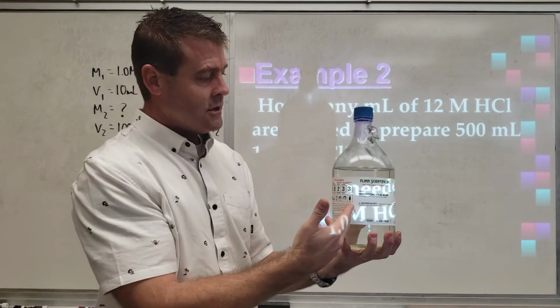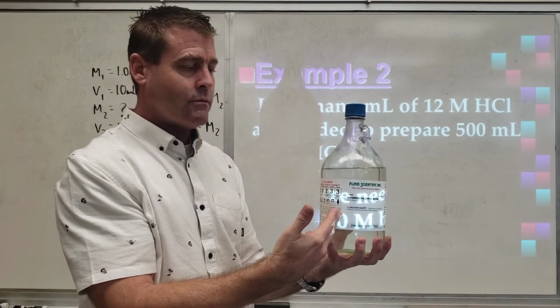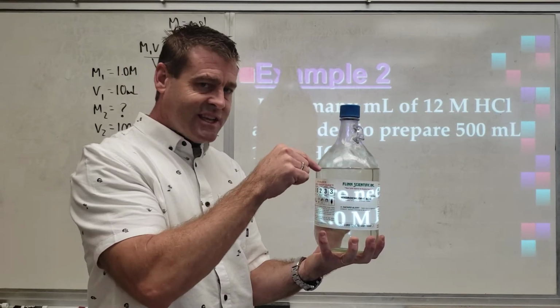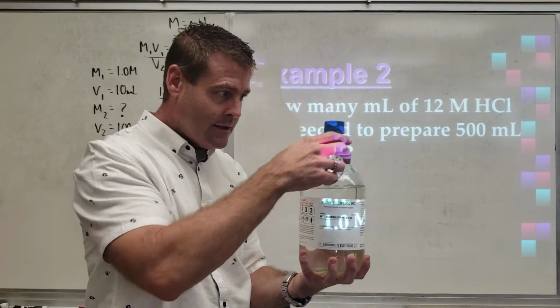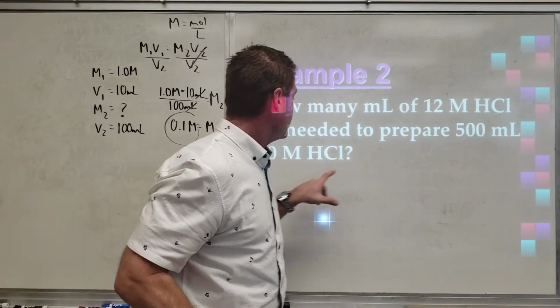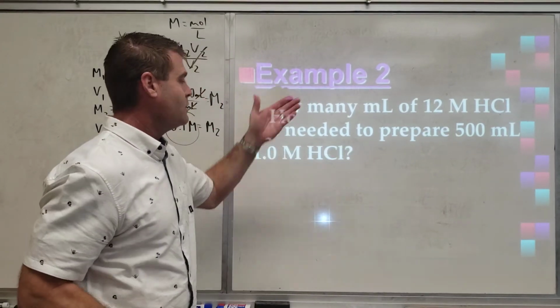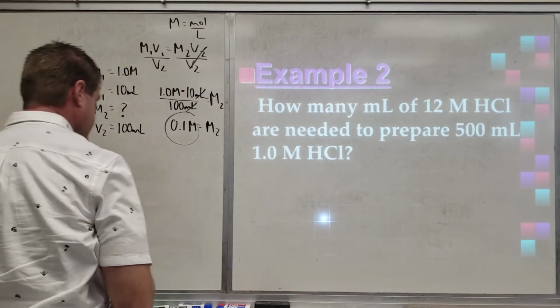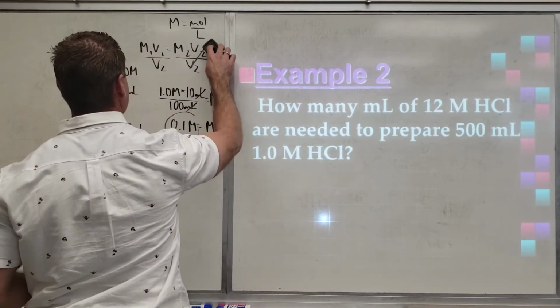So I have this 12 molar concentrated hydrochloric acid that I get from my stockroom. The question at this point I'd have is, how much of this do I need to make 500 milliliters of a 1 molar hydrochloric acid solution? That's what this question is asking. So put that aside, because that's kind of dangerous. So we have our equation.